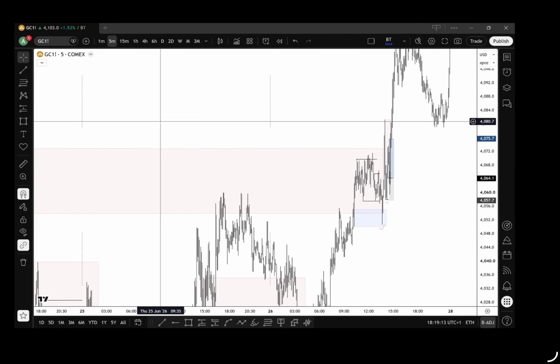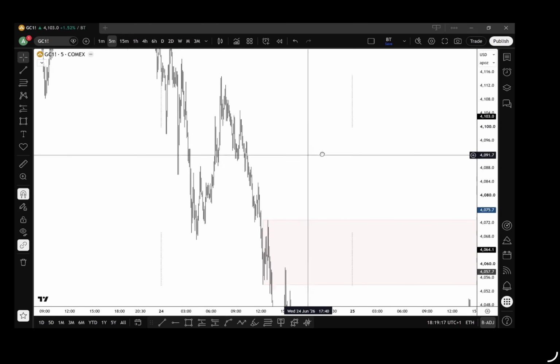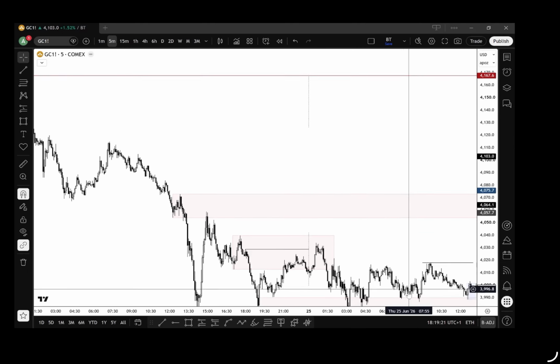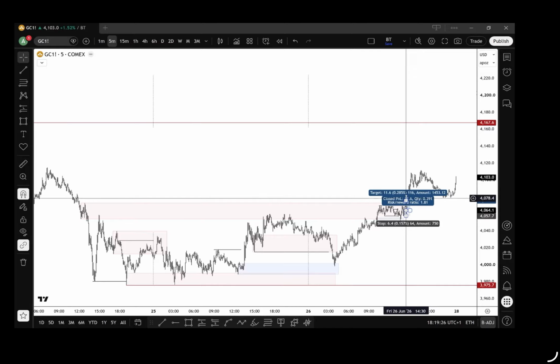Now targets, you can see to the left all of this liquidity built up. If you were taking this on a CFD, I would personally be holding to these highs.